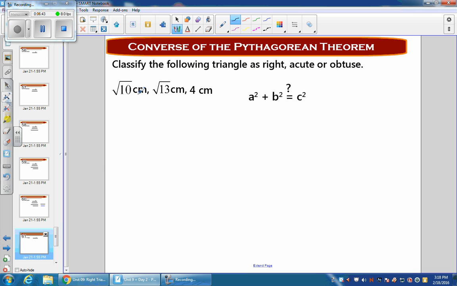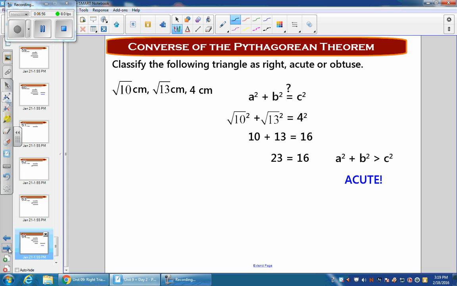Now if there's square roots, this gets a little tricky. It's actually a little bit easier, because if you square a square root, it just comes out to that number, 10 and 13. And 4 doesn't have a square root, so we square it. Now I have 23 is bigger than 16, so that has to be acute.